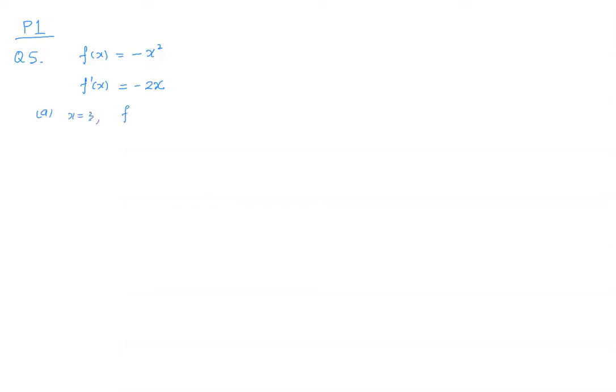Okay, so my f(3) first is negative. This one you have to be very careful. Negative x times the x squared. Okay, so this is negative 9. And f prime of 3 will be negative 2 times 3, that is negative 6. Then you put into y equal to mx plus c.